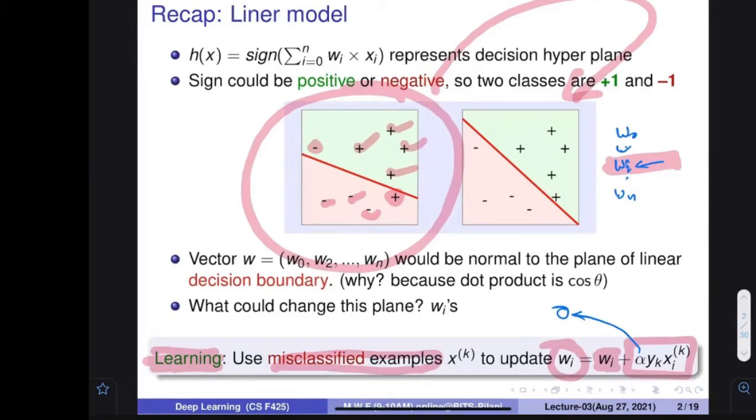So again, what is the second part? The second part is y and xi: yk into xi.